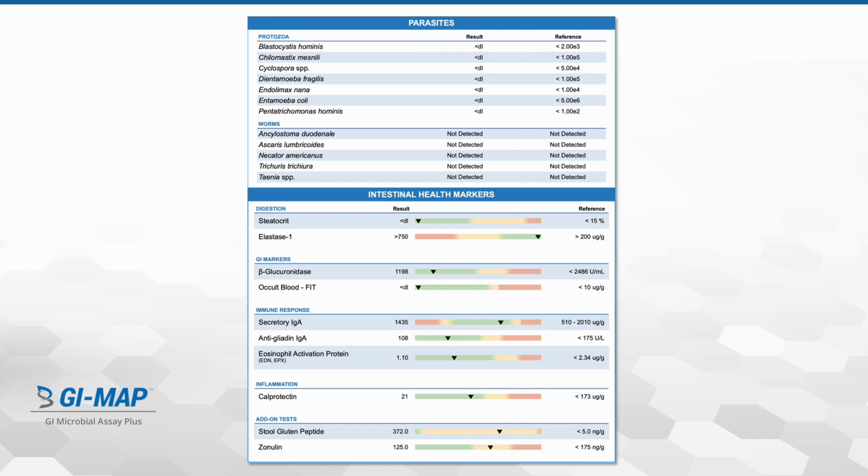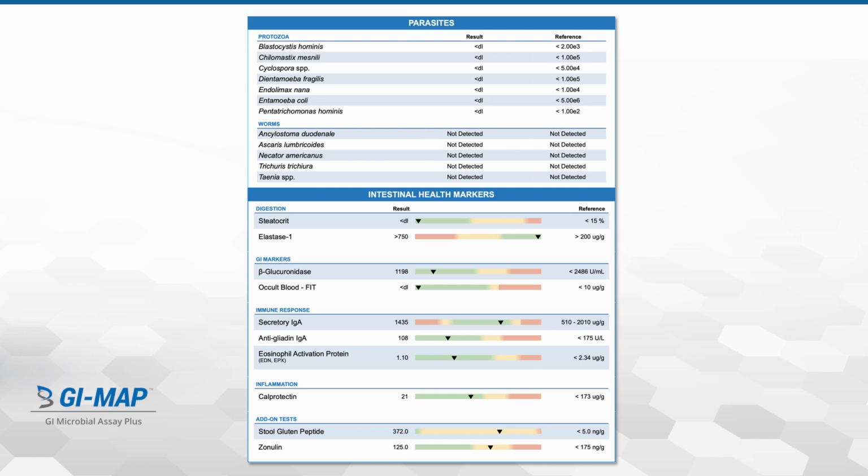And then what is a real value added in a panel such as GI mapping versus sequencing, particularly direct-to-consumer sequencing, is you actually get diagnostic intestinal health markers or stool chemistries that will allow us to look at things like digestion, such as steatocrit and elastase for pancreatic exocrine output. Other GI markers, including is there blood, is there beta-glucuronidase that can deconjugate hormones, for instance, being eliminated through the bowel.